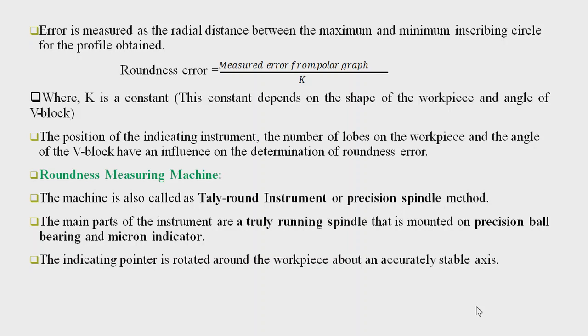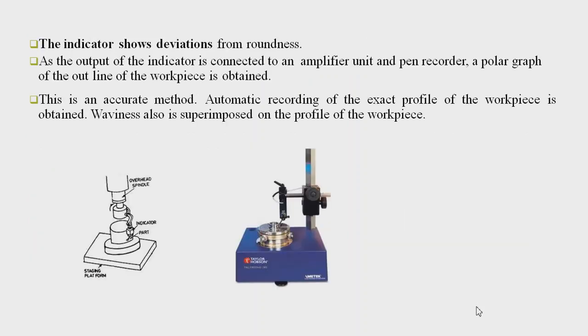Now the second is the roundness measuring machine. This machine is also called a teleround instrument or precision spindle method. The main parts of the instrument are a truly running spindle that is mounted on a precision ball bearing and a micron indicator. The indicating pointer is rotated around the workpiece about an accurately stable axis, as shown in the figure. Then the indicator shows deviation from roundness. As the output of the indicator is connected to an amplifier unit and pen recorder, a polar graph of the output line of the workpiece is obtained.